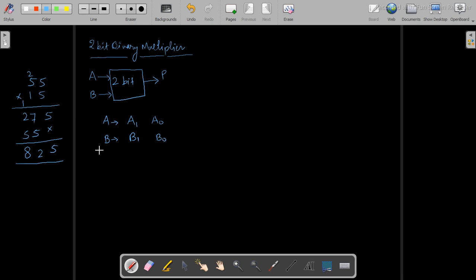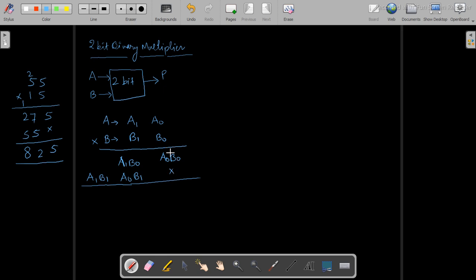Now the next step will be the same as we have done in the decimal number system. We'll multiply these two numbers. After multiplication, B0 into A0 will give you A0 B0, A1 into B0, putting the cross. B1 will multiply by A0, that will give you A0 into B1. B1 will multiply by A1, that will give you A1 into B1. After multiplication, we'll add these numbers.